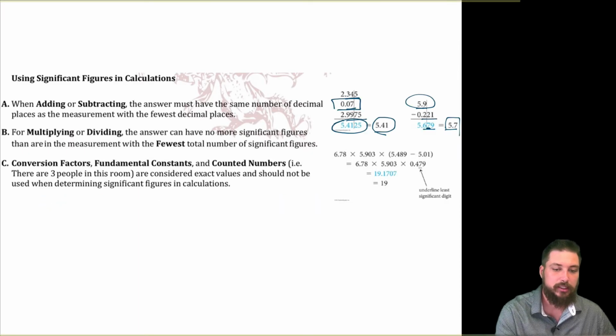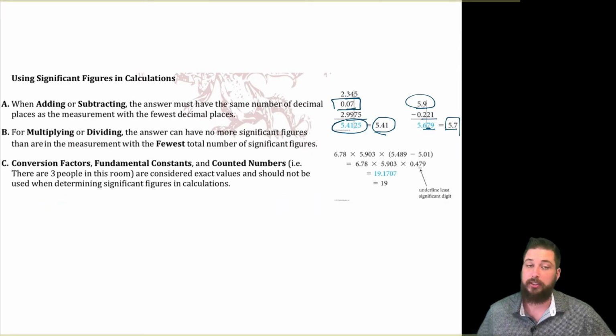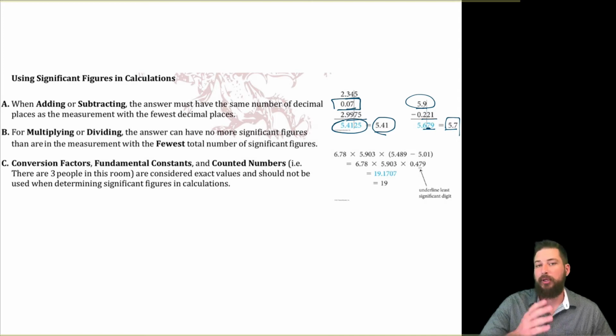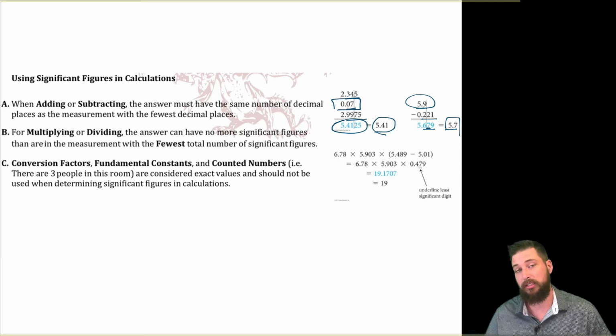Now let's go ahead and talk about multiplying and dividing. While adding and subtracting, the place value is what matters. Multiplying and dividing, it's the number of significant digits. Whatever number has the fewest number of significant digits is going to be the number that we use to determine how many significant digits the answer will have.